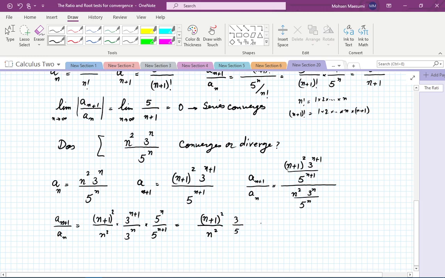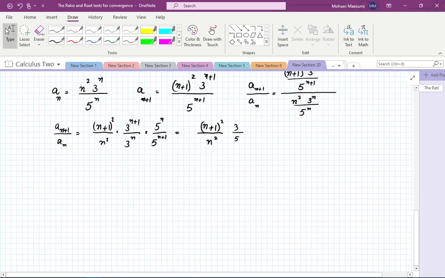Well, what's the ratio of these two going to do? As n goes to infinity, what happens to this portion? Let's just play with this. So n is, say, 10, that's going to be 11 squared over 10 squared. That's almost 1.2. Say n is 100, that's going to be 101 squared over 100 squared. As n goes to infinity, this portion goes to 1, this portion goes to 3/5, and the ratio becomes closer and closer to 3/5.